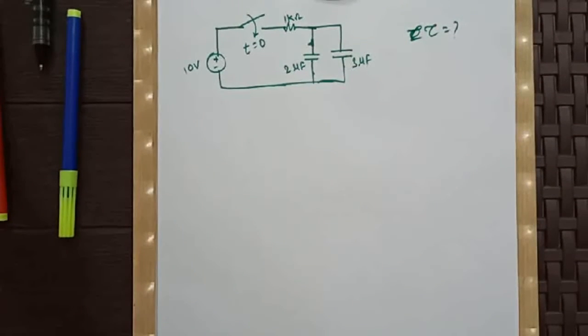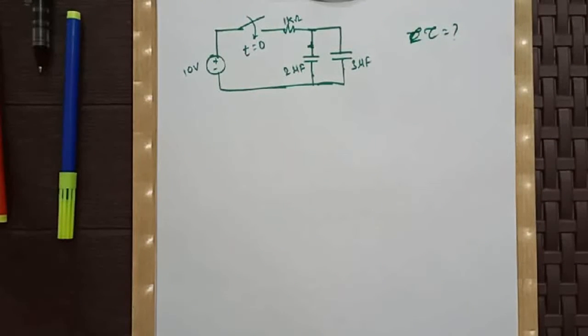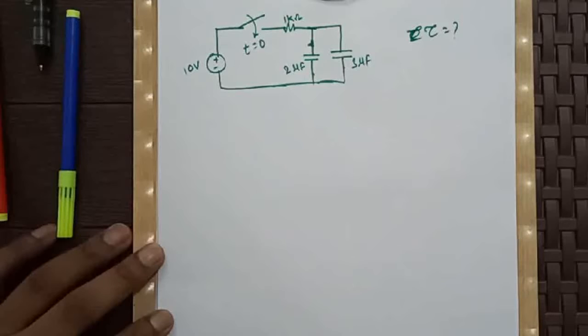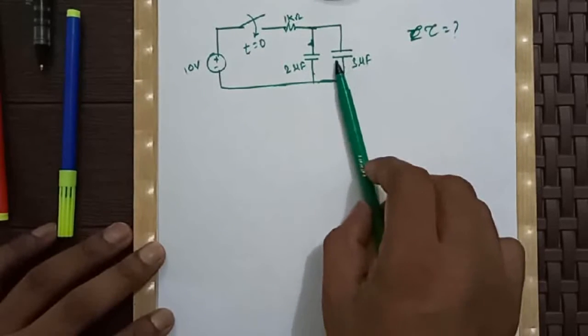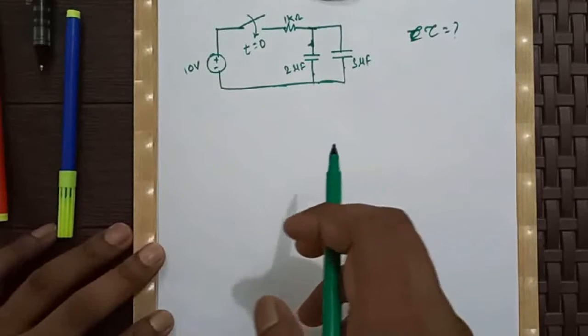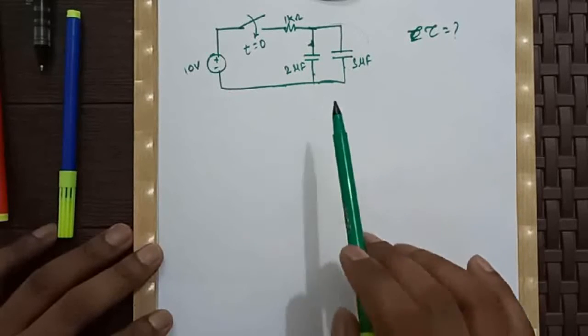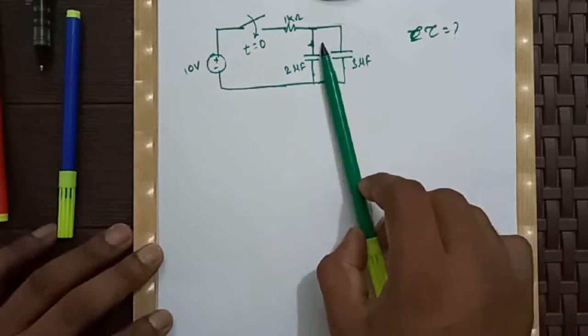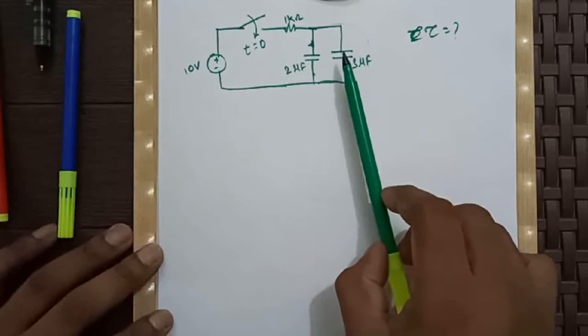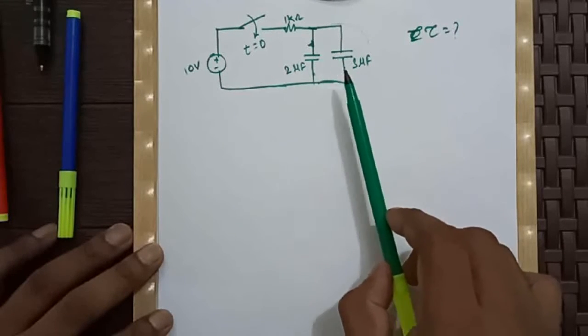Now the question is, what is the time constant of this circuit? To find the time constant of the circuit, our target is to find the equivalent capacitance. After seeing this picture, you may think that this is a second order system, as we said earlier that the order of a circuit is nothing but the number of energy storage elements distributed and interacting. But see here, these two capacitors are not distributed. Basically, these two capacitors can be lumped into a single capacitor. Why? Because these two capacitors are in parallel.